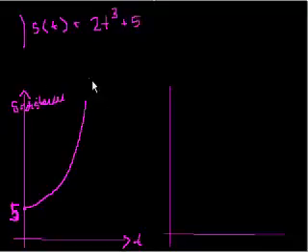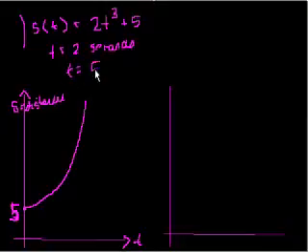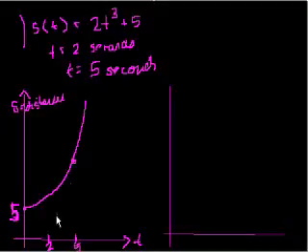And let's say I wanted to know how far I travel between t equals 2 seconds and t equals 5 seconds. Right? I'm not looking for the total distance I travel. I just want to know how far do I travel between time equals 2 seconds and time equals 5 seconds, right? So this might be 2 and this is 5.